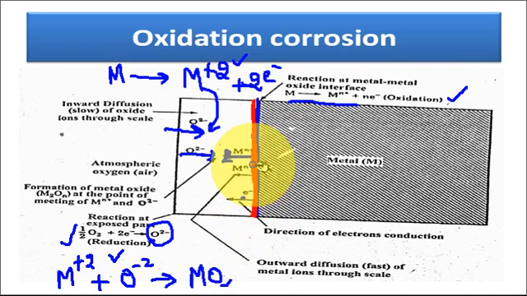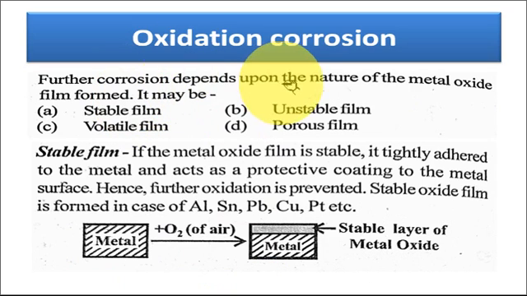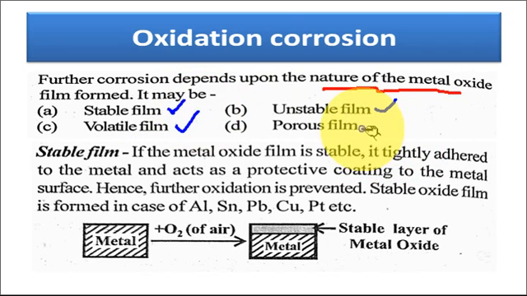In such type of oxidation corrosion, the extent of corrosion further depends upon the nature of this oxide layer, what type of oxide layer it is. So, further corrosion depends upon the nature of the metal oxide layer. It may be a stable layer, unstable layer, volatile layer, or porous layer. So let us consider one by one. First is the stable layer.